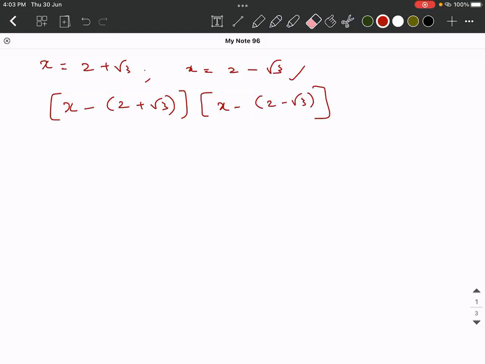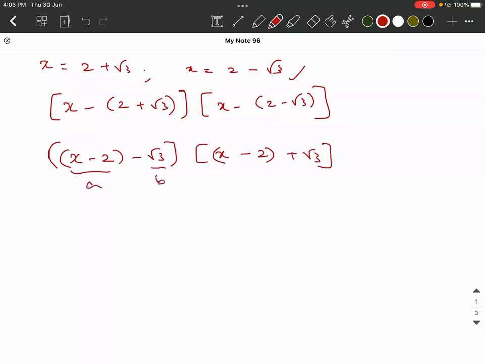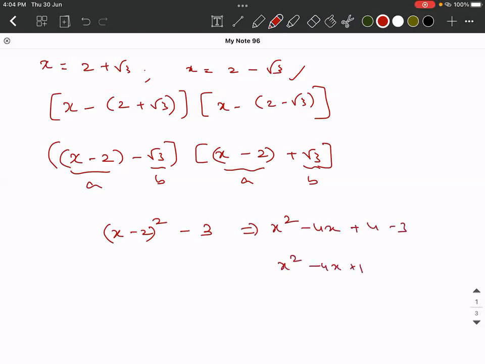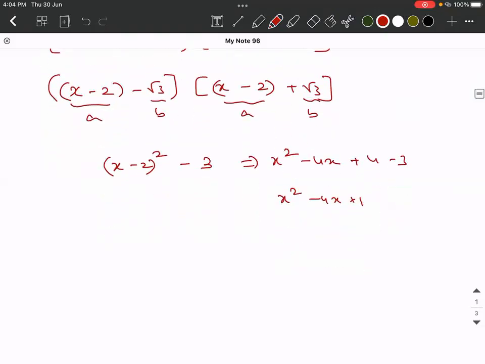Okay. See, let's think of logic. We can write this as x minus 2 minus root 3, and we can write the other as x minus 2 plus root 3. Then x minus 2 is a, root 3 is b: a plus b into a minus b, that is a square minus b square. So x minus 2 the whole square minus 3. So what will you get? x square minus 4x plus 4 minus 3. So x square minus 4x plus 1. Correct? So this is what you got.